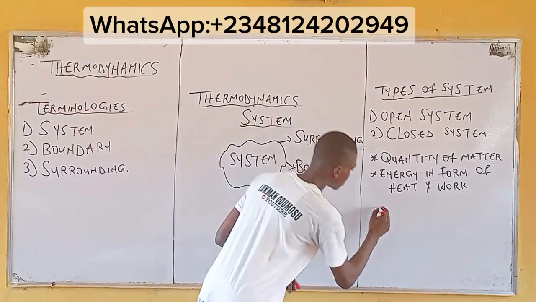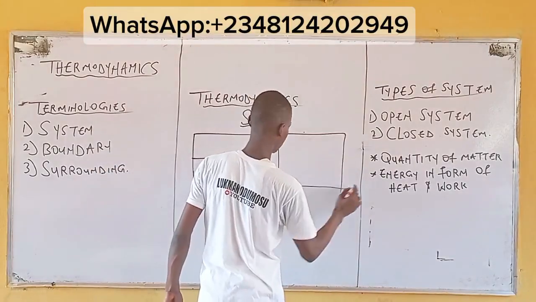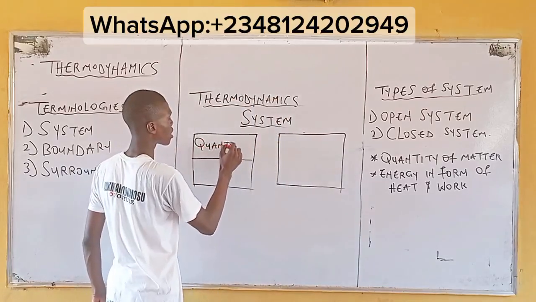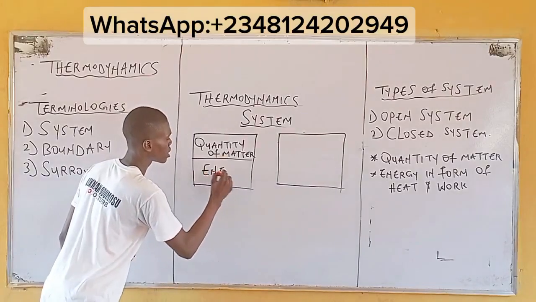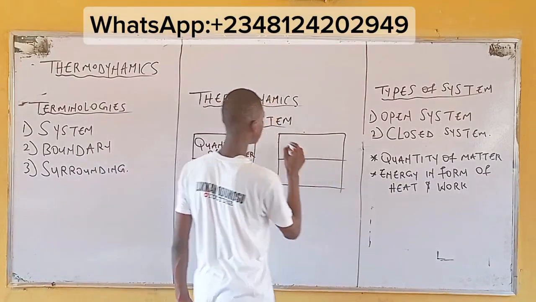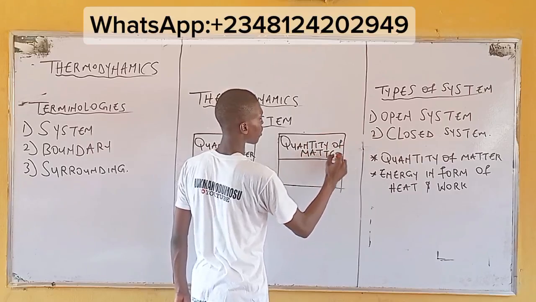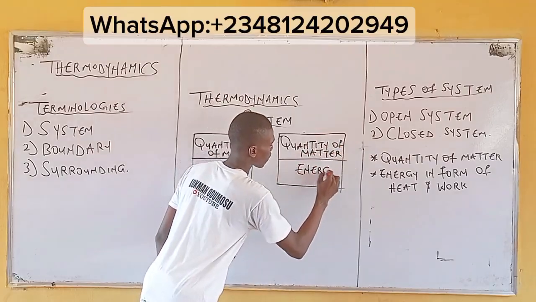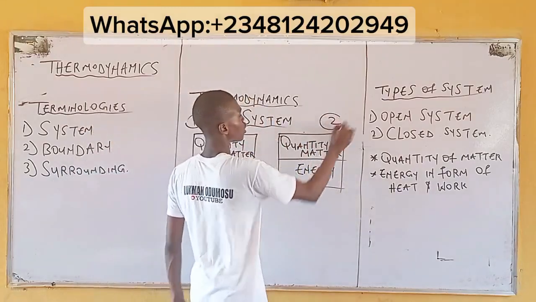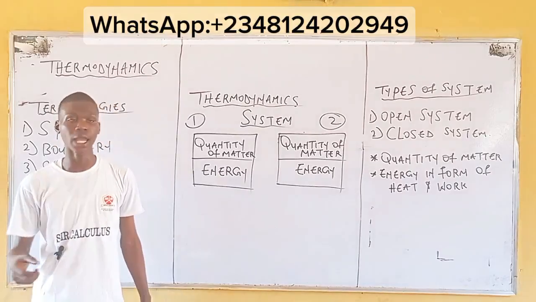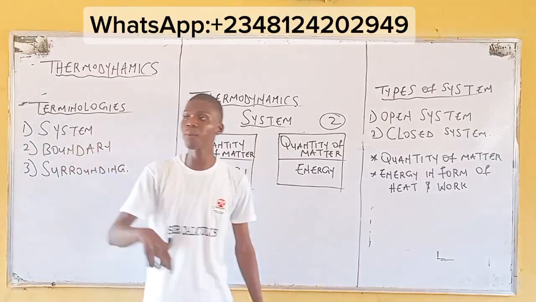So let's illustrate what we are saying. The first system: this is quantity of matter, this is energy. The second one: this is quantity of matter, and the second one is what? Energy. Now from here, say this is 1, say this is 2. Based on our definition, I want you to identify between 1 and 2 which one is your open system and which one is your closed system.